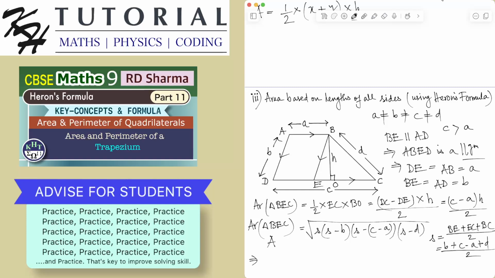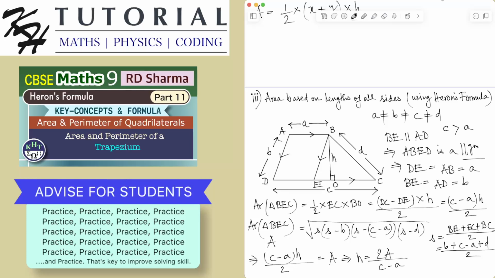So then we can say that (c minus a) multiplied by h, where h is the length of the altitude of the trapezium, divided by 2, this should be equal to A, where A is known from Heron's formula. From here we can easily find h, that is the altitude of the trapezium. So this implies h is equal to twice A divided by c minus a.